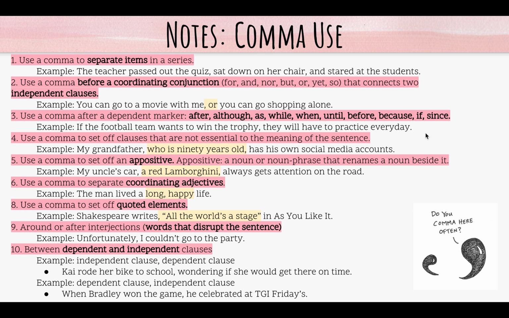Okay, so if the football team wants to win a trophy, they will have to practice every day. Okay, so the dependent clause is here, so if the football team wants to win the trophy, and the independent sentence is here, so they will have to practice every day. Okay, again, if we took out the dependent clause, the second sentence here would still make sense. Number 4, we also want to use a comma to set off any clauses that are not necessarily essential to the meaning of the sentence.